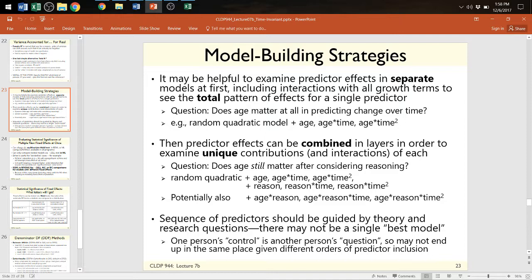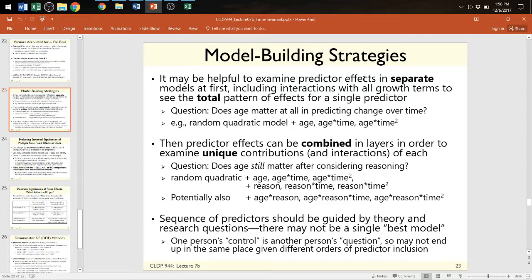If that were the case, I would start with a reasoning-only model and then add age. Or I could start with age only and add reasoning, depending on how I wanted to talk about it. If, let's say, reasoning was significant without age, but it dropped out when I put age with it, then I would be able to say, well, yes, reasoning does predict the intercept. However, after you control for age, it does not.